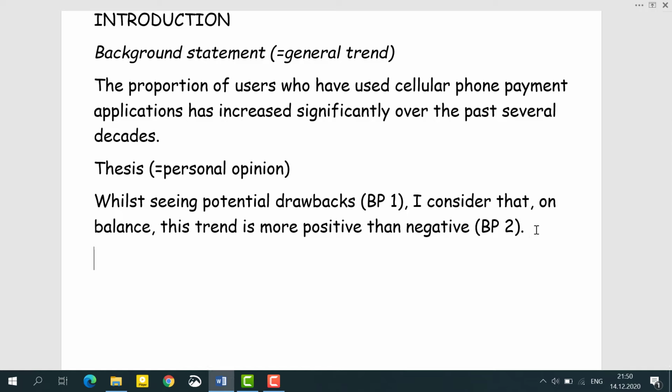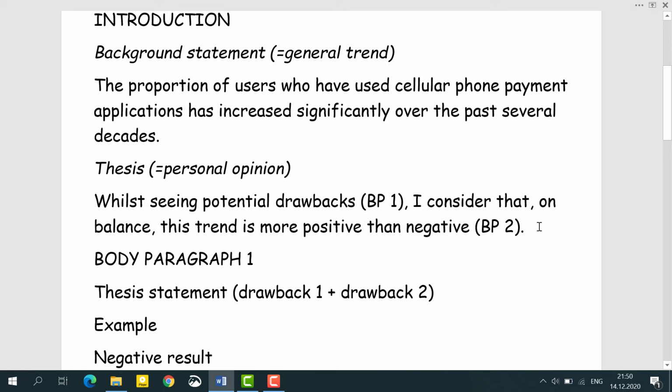So here we go. The examiner clearly understands my position, my viewpoint, and he also understands what I'm going to write in my essay. So that's it. We've got only 2 sentences in our introduction. Let's move on.